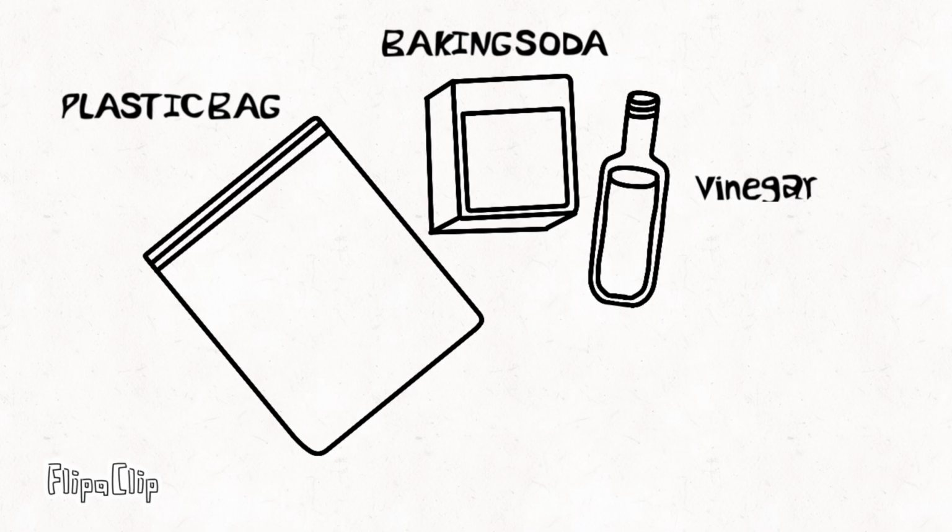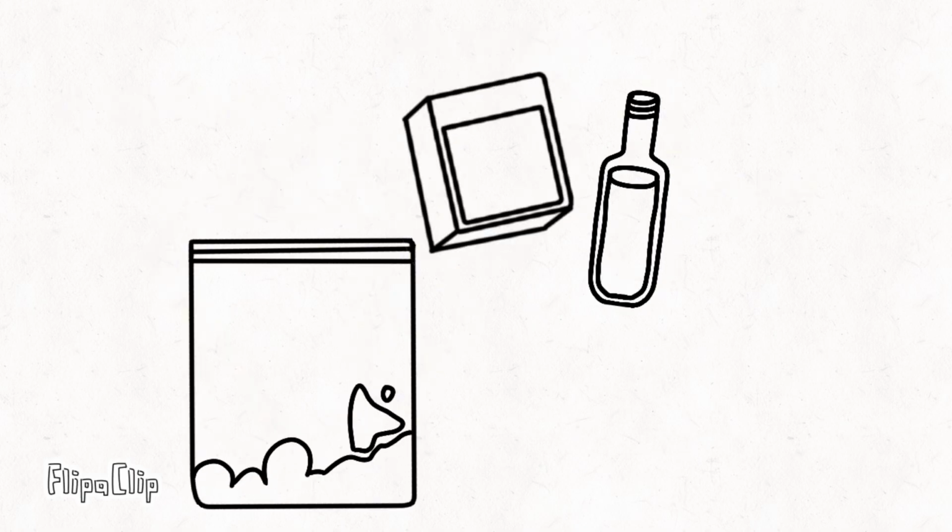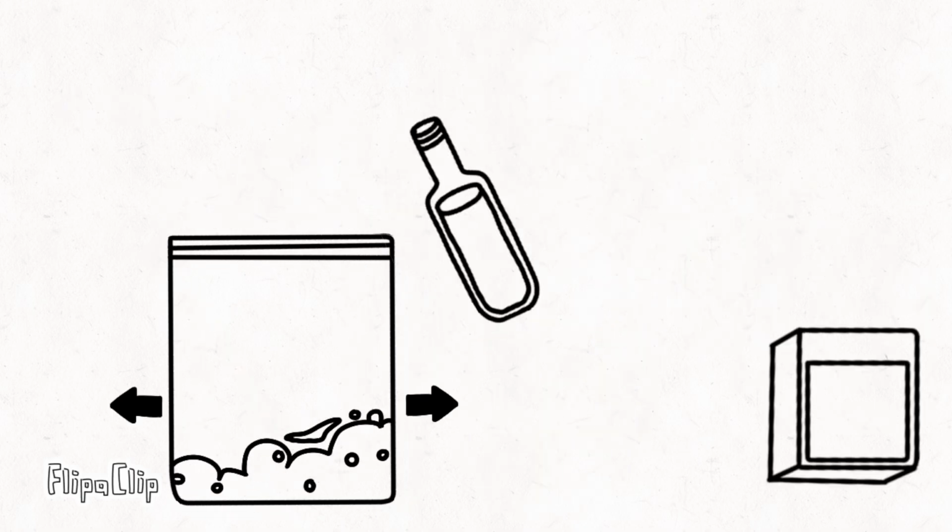Example: you mix vinegar and baking soda in a sealed bag. The bag inflates. Even though it looks like stuff is disappearing or transforming, the total mass stays the same. The gas just moves from liquid to air.